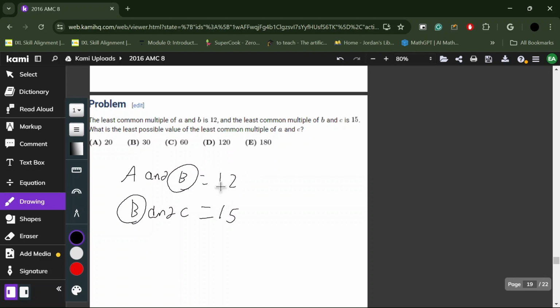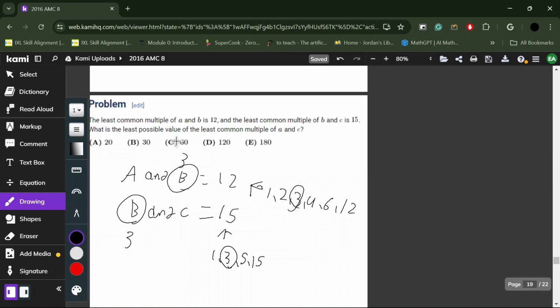So we can write out the factors, so 15. So we have 1, 3, 5, and 15. And we can write out the factors of 12. We have 1, 2, 3, 4, 6, and 12. So the greatest one that they have in common is 3, as you can see. So therefore, B is going to be 3, right?